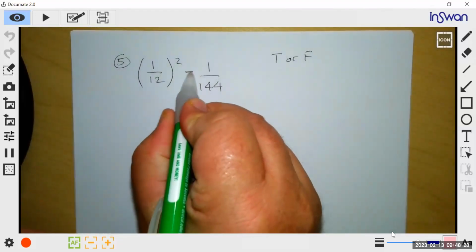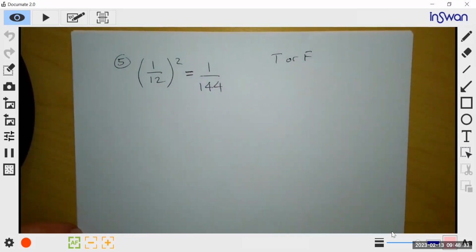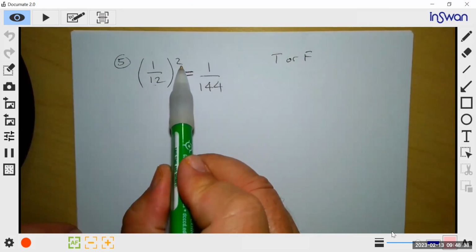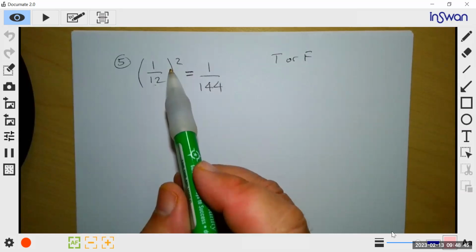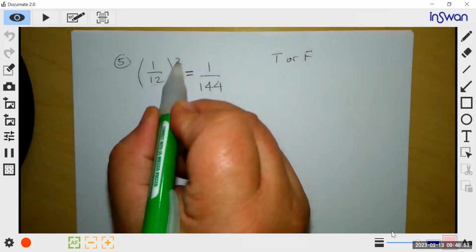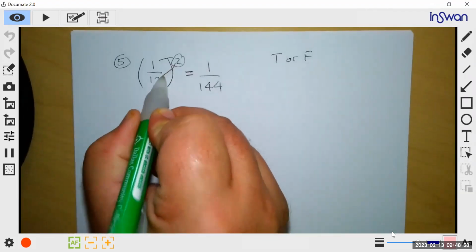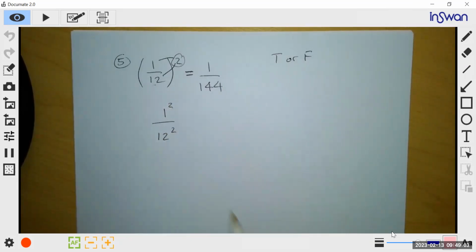The question is, does the left side equal the right side? What do you do with this exponent? No, how do you mean multiply? You're right. It has to go inside the parentheses. But how do you mean multiply? Now, this is an exponent. It has to remain an exponent. So what we do is just put it on top of these guys inside the parentheses. So it's 1 squared, 12 squared.